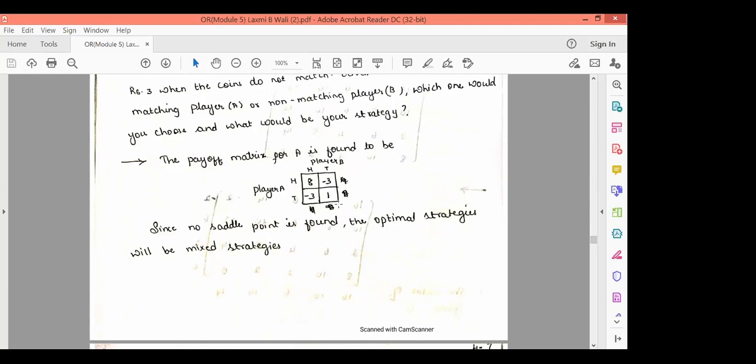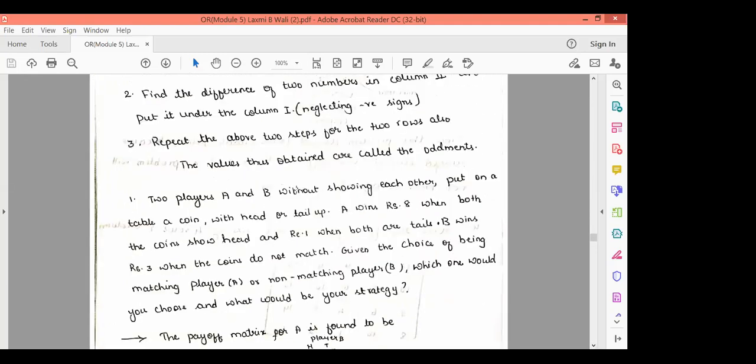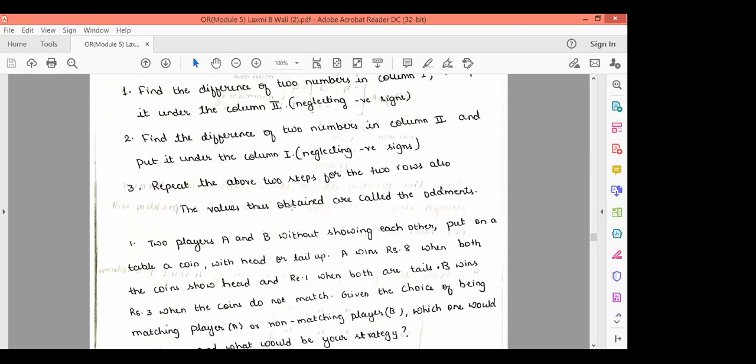So here we have a payoff matrix. Along with this question, I'll be explaining this procedure. Before that, we'll finish one more point. Repeat the above two steps for the two rows also. The values thus obtained are called oddments.